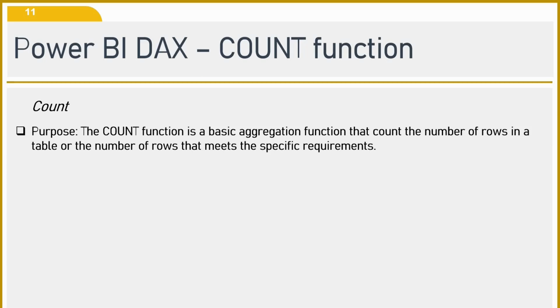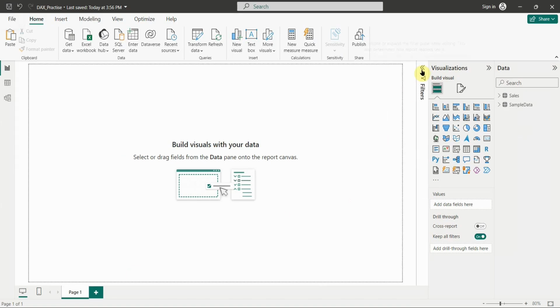It just counts the number of rows in a table, or it counts the number of rows in the specified column. The syntax to write this function is just mentioning the column name to get the required output. So let's go to the Power BI desktop and see different ways we can use this COUNT function in Power BI. I am in Power BI desktop, and on the right-hand side you can see there are two data sets associated with this exercise.